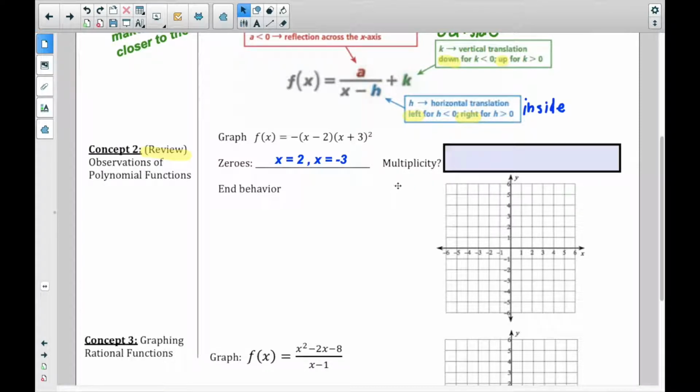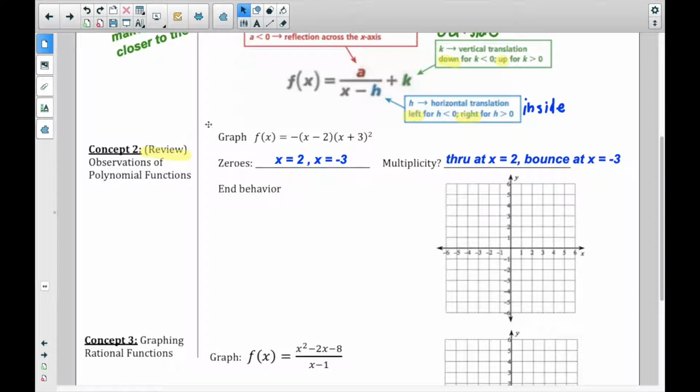Multiplicity. Do you remember what multiplicity is? Multiplicity is the power that's on here, and if that is a 1, then there's no change. It just goes all the way through. If that is a 2, then there is a bounce on the axis, the x-axis. And if it is a power of 3, then there's a bend at the x-axis.